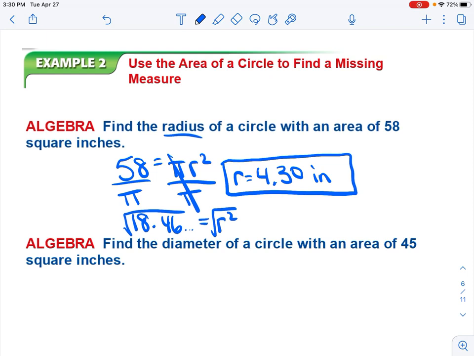Similarly, for the diameter, I want to point out that r squared is not equivalent to the diameter. 2r is equivalent to the diameter. So when you solve for radius here, you'll have to multiply it by 2 to get the diameter.